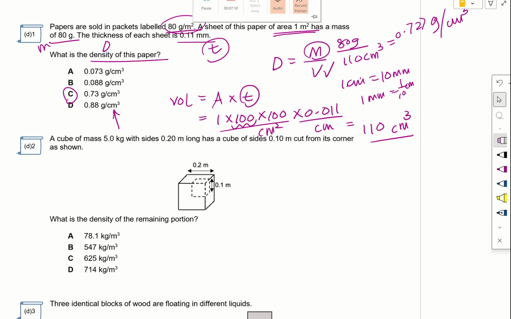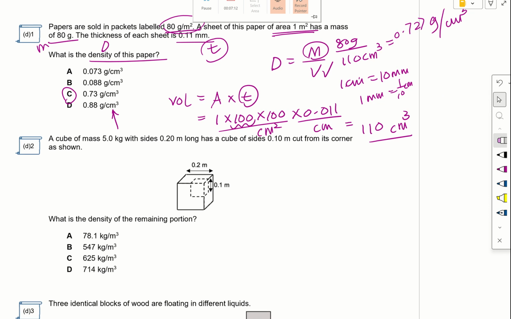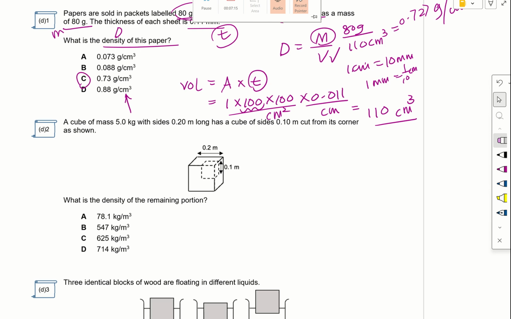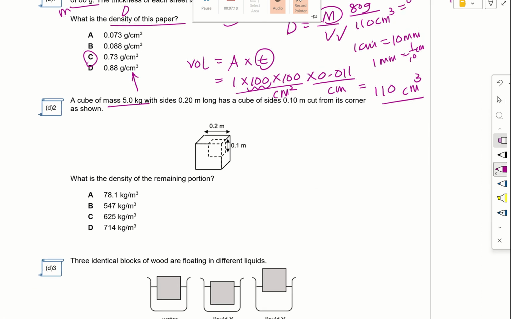Okay, so the difficult part about this question is that the units need some conversion. Next: a cube of mass 5 kg, with sides 2.2 meter long, has a cube of side 0.1 meter cut from its corner as shown. What is the density of the remaining portion? Now this is a trick question, because if the cube is of a uniform material, that means every part of it is the same, then the density will be the same regardless of whether it is one whole part or whether some part of it is cut off.